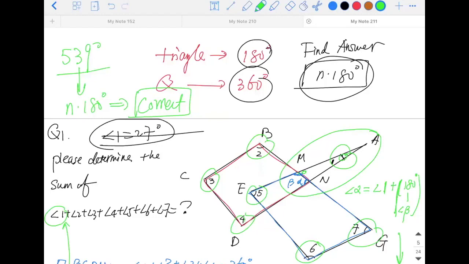This is actually something very important, okay? Try to do it in a shortcut way. Sometimes that's going to save you time significantly. Okay, let's go to our question number 2.